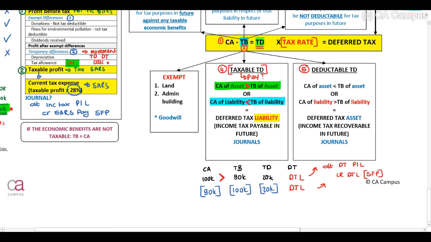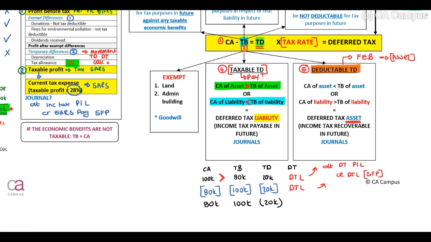Let's have a look at the following category, a deductible temporary difference. Now remember, a deductible temporary difference will result in a deferred tax asset. Therefore, if there is a deductible temporary difference against our future economic benefits, this will result in an asset to our entity. Now, if we have an asset and the carrying amount of our asset is 80,000, the tax base of our asset is 100,000, therefore our temporary difference will be 20,000.